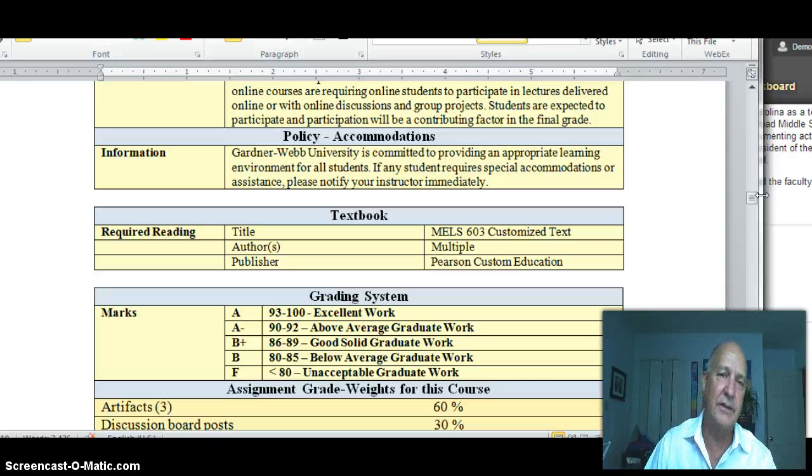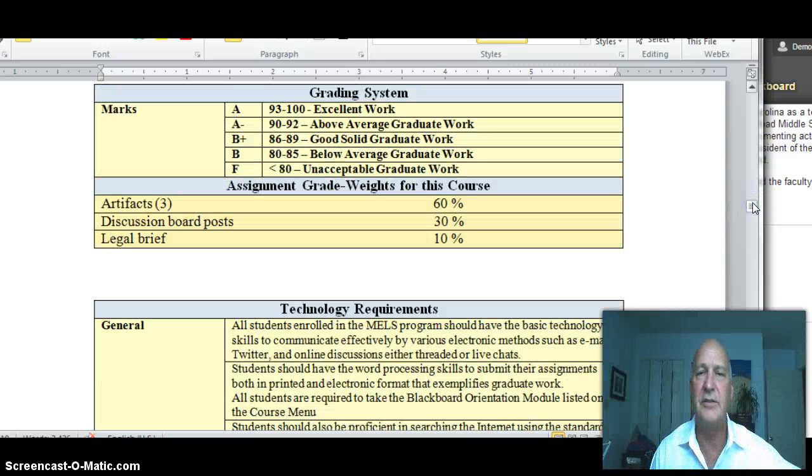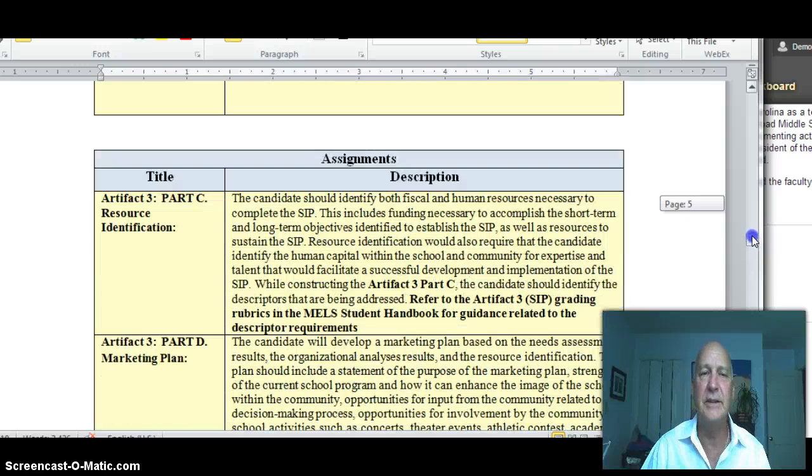The grading scale: I don't expect to give out less than A's or B's if you're doing good, solid graduate work. I'm going to grade the artifacts that you have to complete the semester for 60% of the course. Discussion boards, postings, and collaboration in discussion board will be worth 30%, and I'm going to ask you to write and post a legal brief, for which more information is coming, but that's 10% of the course, which is school law and resources for schools, as the basic content.